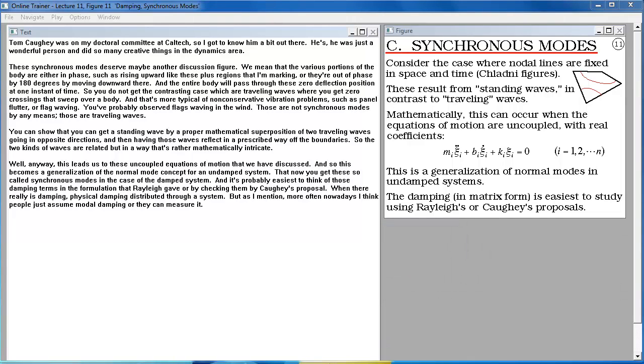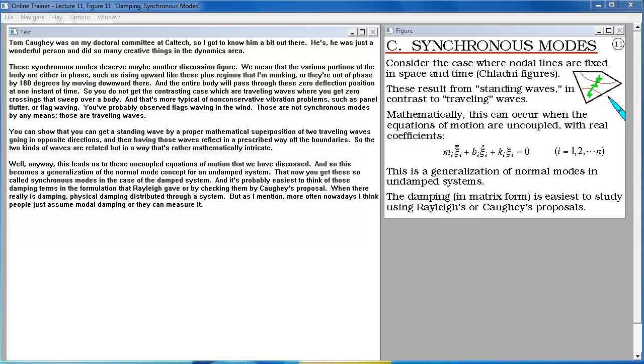These synchronous modes deserve maybe another discussion figure. We mean that the various portions of the body are either in phase, such as rising upward, like these plus regions that I'm marking, or they're out of phase by 180 degrees, moving downward there. And the entire body will pass through the zero deflection position at one instant of time.